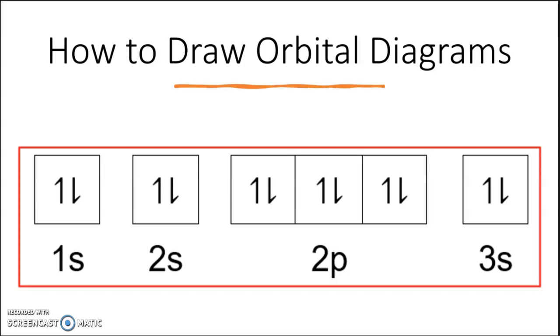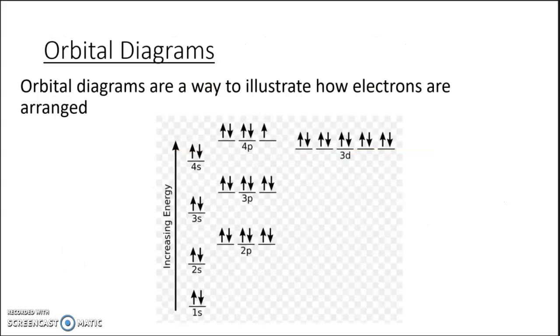In this video, I'm going to go over how to draw orbital diagrams. Orbital diagrams are a way to draw how electrons are arranged, and they give a better picture of what's going on. So it's just an illustration of how electrons are arranged. Looking at this is one type of orbital diagram where they're drawn vertically.